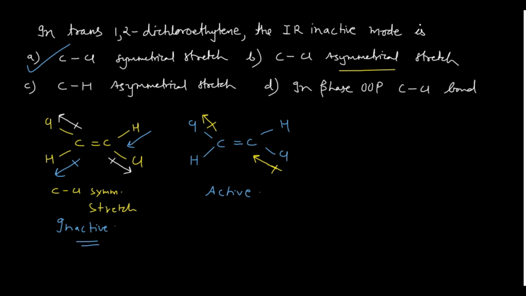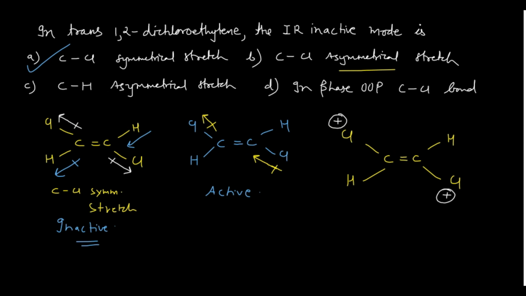And then the last one is carbon double bond carbon. This is hydrogen here, this is hydrogen here, and this is chlorine here, and this is chlorine here. The last one is saying in phase OOP CCl bond. OOP is out of plane bending, right? Out of plane bend, it is saying. So that means, you know, in stretching your bond length increases, and in bending your bond angle changes, right? And when bond angle changes, this is plus and this is also plus.